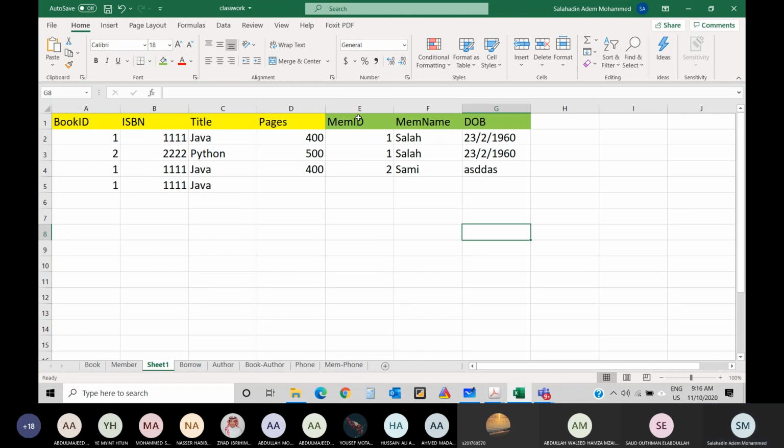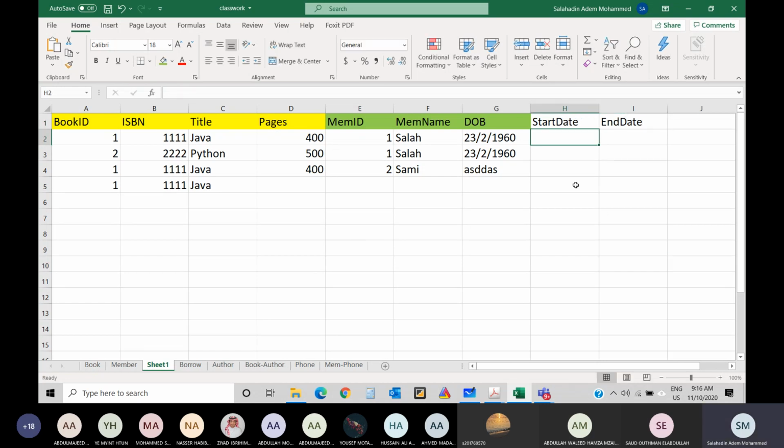It should combine the book ID with the member ID. But we didn't write the date of borrowing, isn't it? So this is the date of what? Date of borrowing. Start date. Start date. And what? Return date, right? I'm talking about the borrowing date.